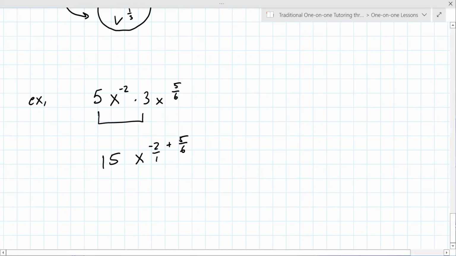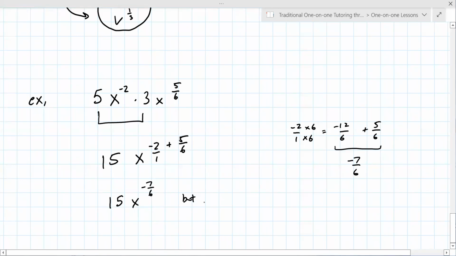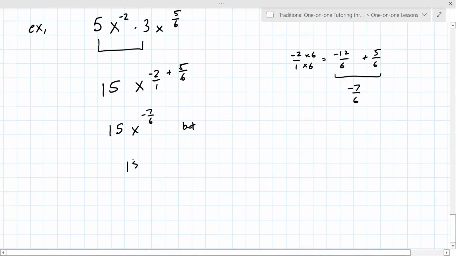What would the common denominator be here, Paige? It would be 6. So you have to multiply, and sometimes you got to come off to the right to figure it out. You have to multiply the top and bottom by 6. So it's -12 over 6. And then you're adding that 5 over 6 to it. And so, okay, that's -7 over 6. So 15x to the -7 over 6, but it cannot be a negative exponent. So you have to move it to the bottom.